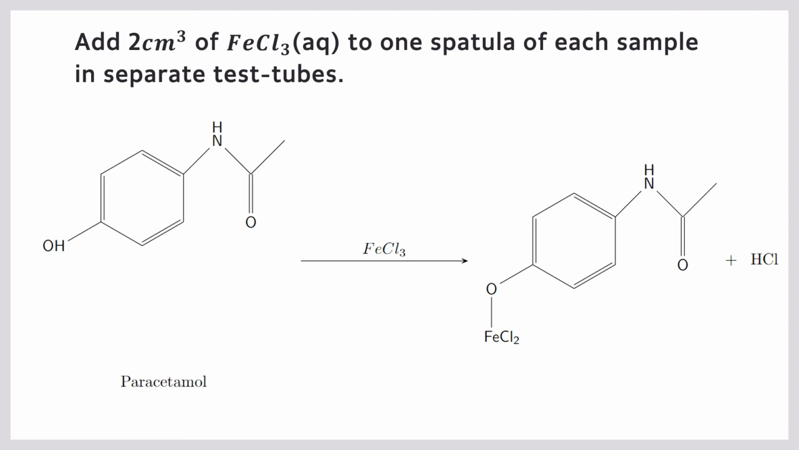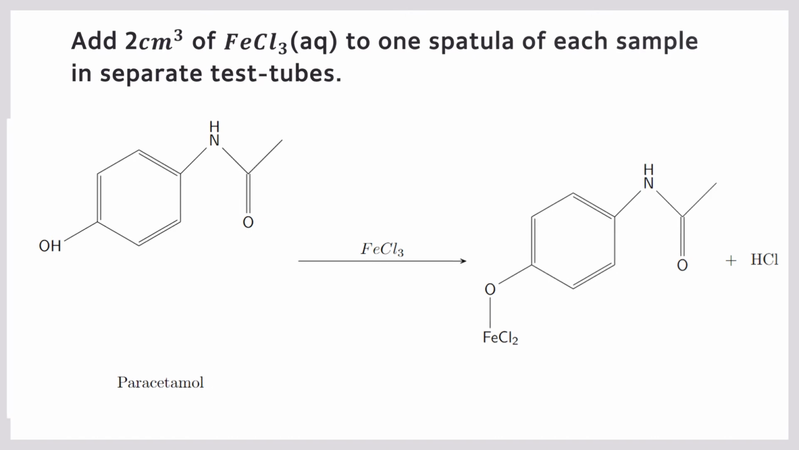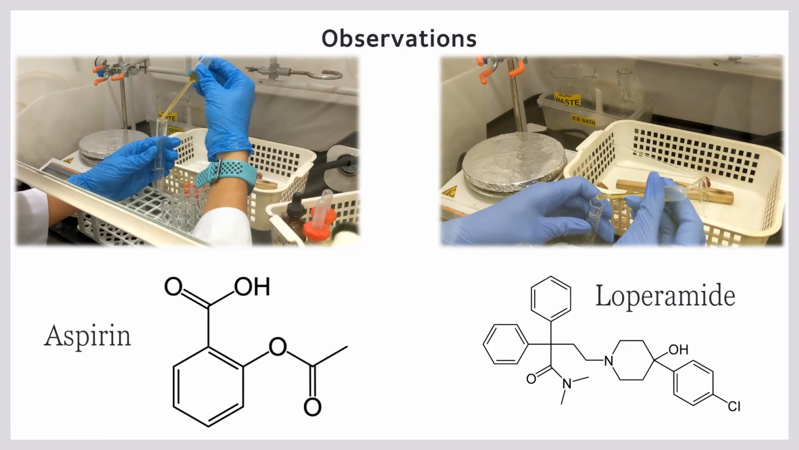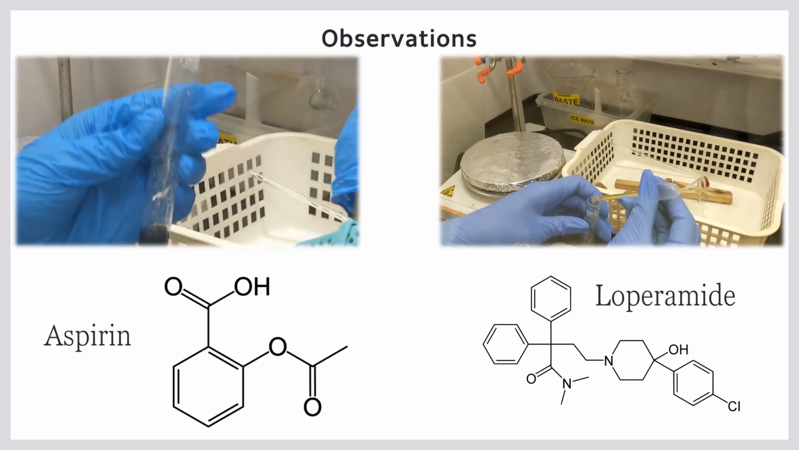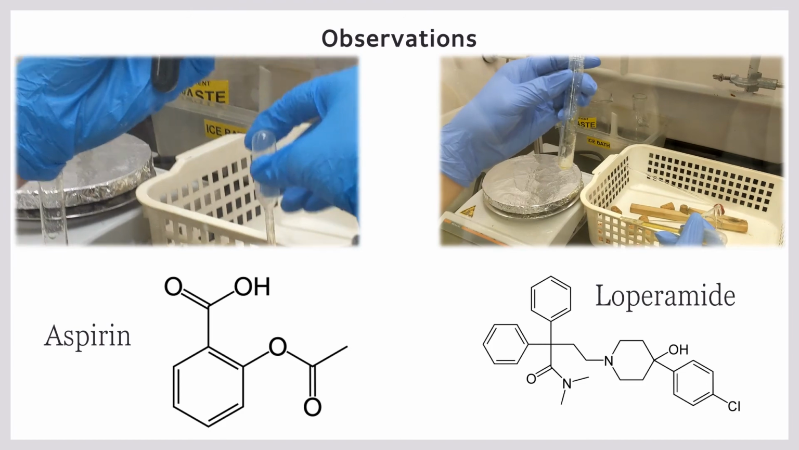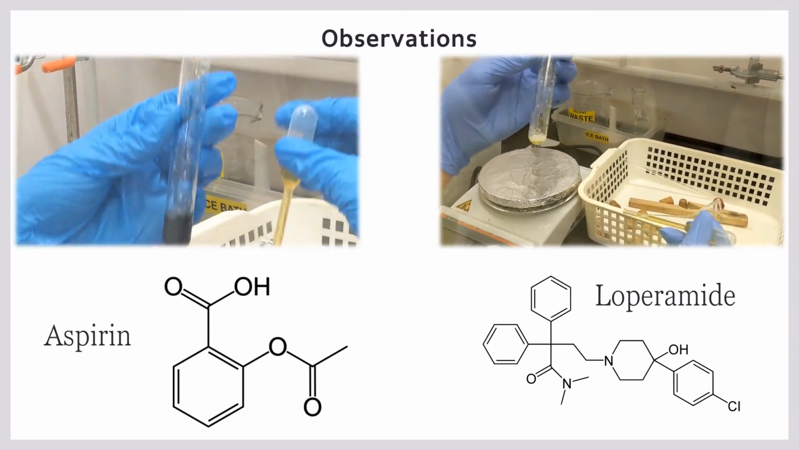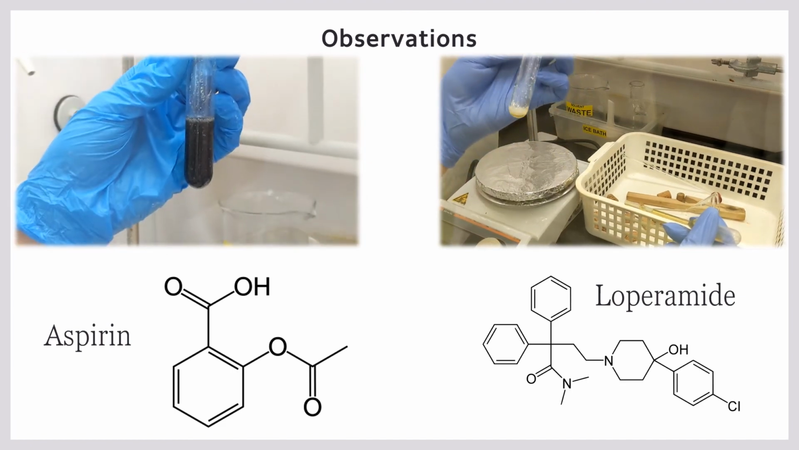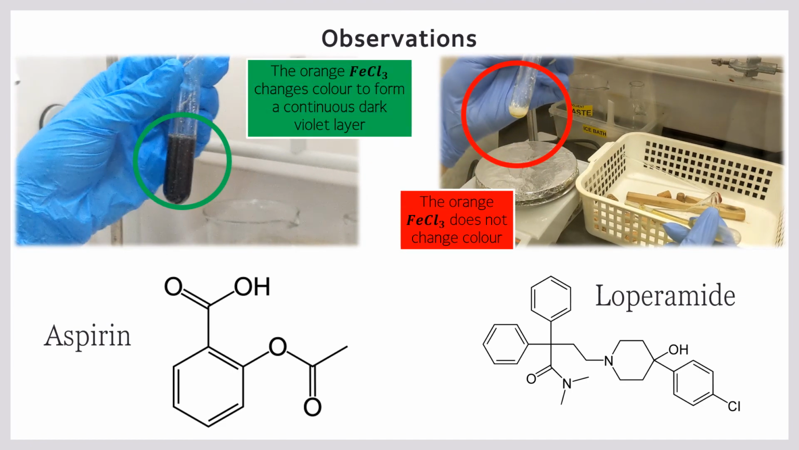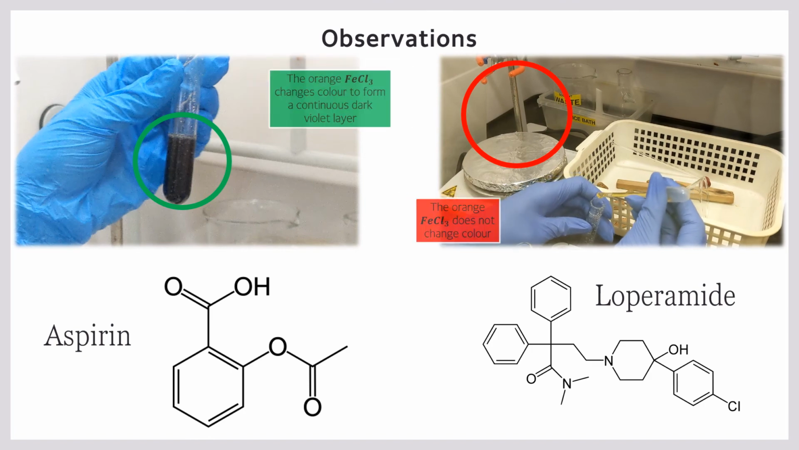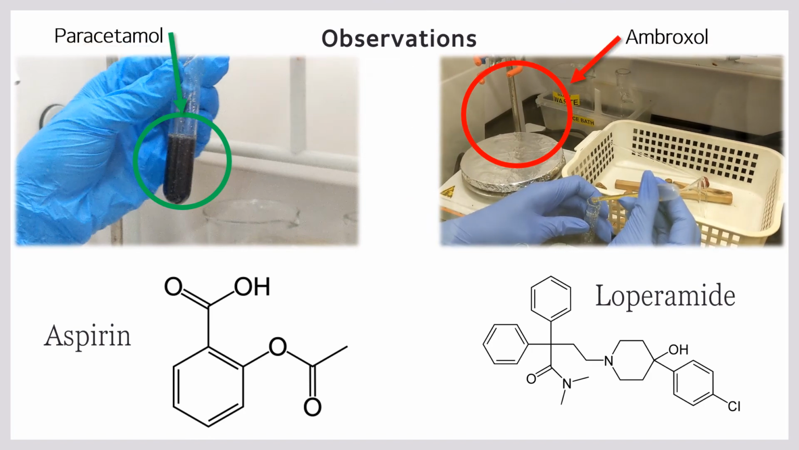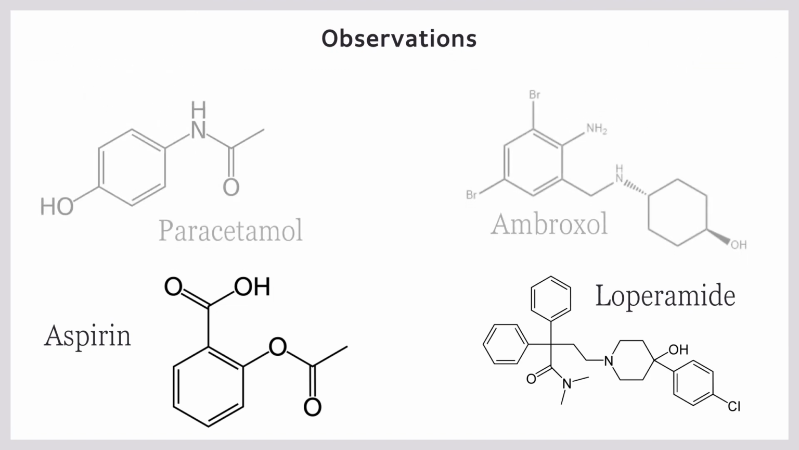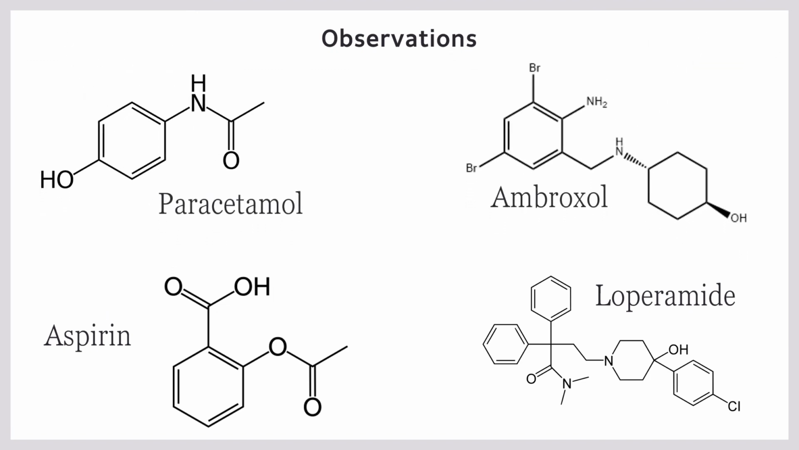So we did conduct both of our tests on these two samples specifically. And as you can see, the results were quite apparent from the start, since there was no change in color here, and this changed to form a dark violet compound, which was exactly what we needed. So hence we were able to then determine that this is paracetamol and this is ambroxol. And from there, we can now checkpoint and finally conclude our results.